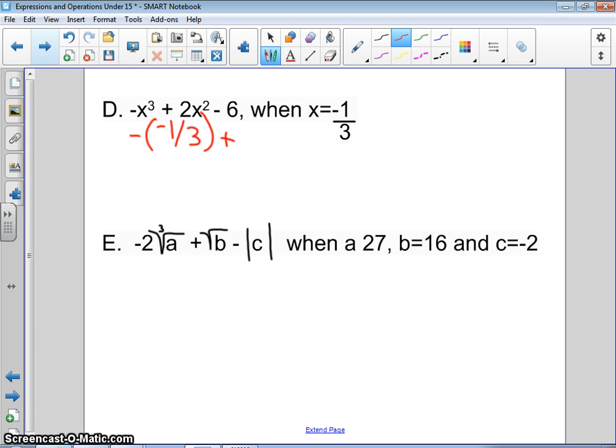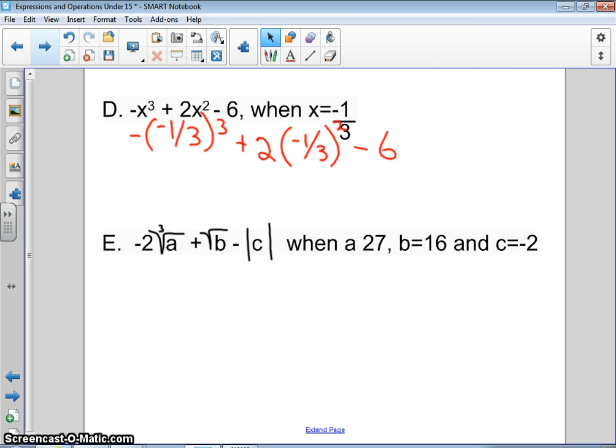Then we're going to cube that. I forgot to put my cube on there. Then it's going to be plus 2. And again, now we're replacing x again, so we're going to put negative 1/3 in there, squared, minus 6. So everybody plug that into your calculator, and let's see what kind of answer you can get.